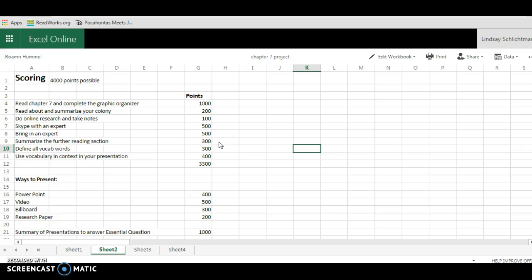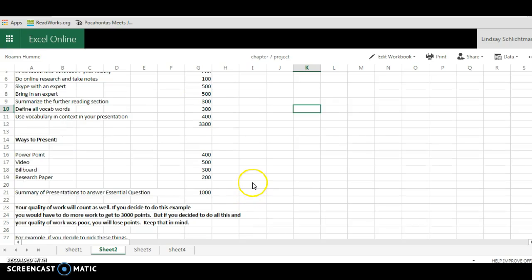Reading the further reading section and summarizing it is worth 300. Defining your vocabulary words, all of the vocabulary words for this chapter, that's another 300 points. And then when you present to us, if you can use those vocabulary words within your presentation, that's 400 points. So for these items, there's a total of 3,300 points available.